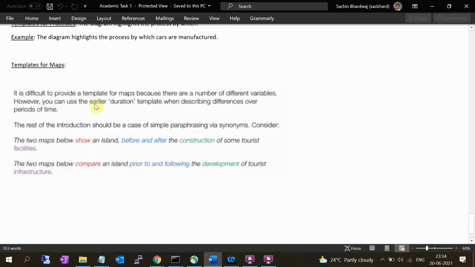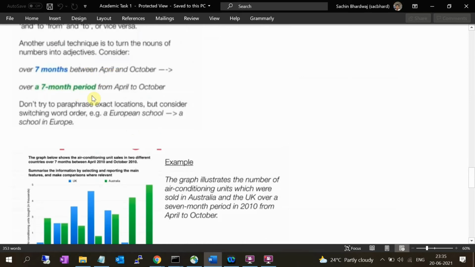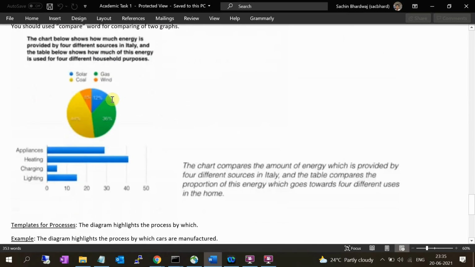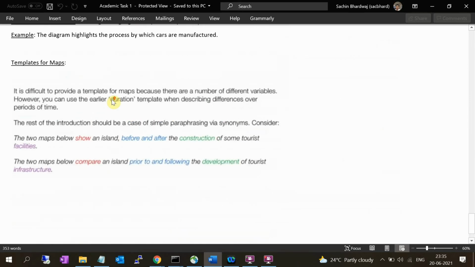However, you can use the earlier duration template which describes differences over periods of time. We have used that above. So where is that? So this one: over 7 months, or over a period of 7 months. You have to use something similar. The rest of the introduction would be a case of simple paragraphs.